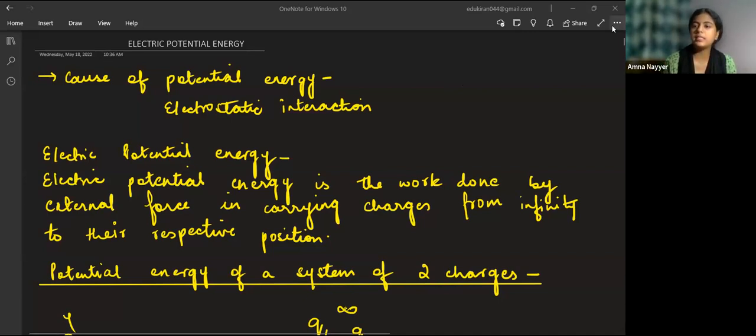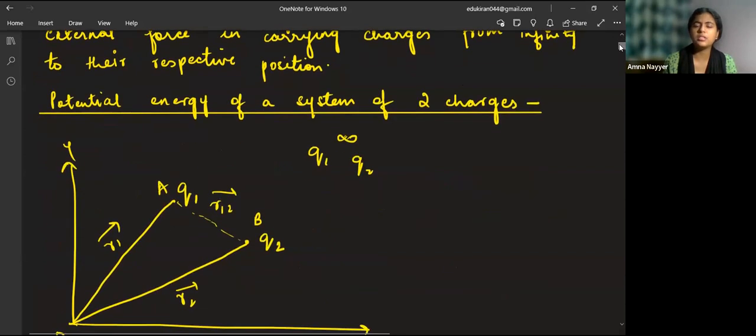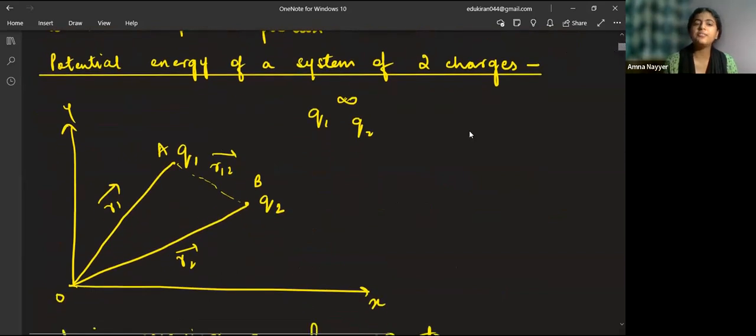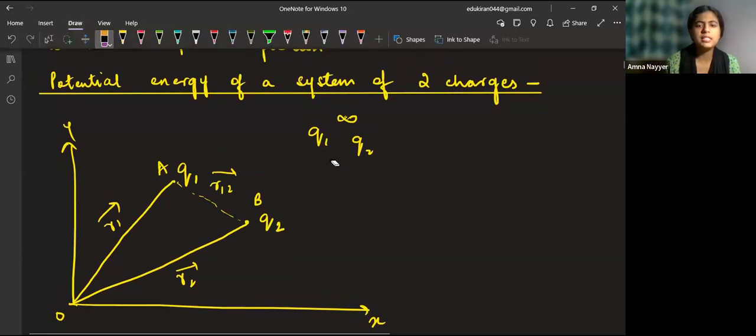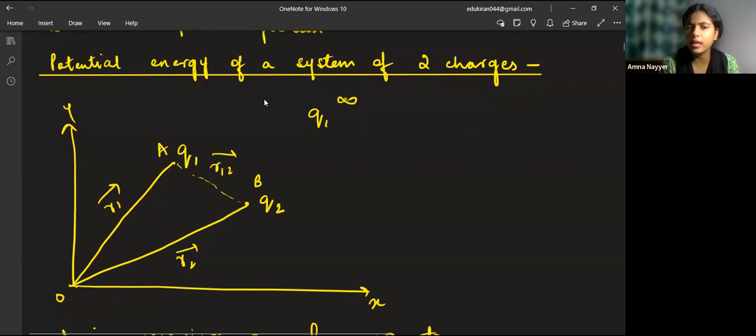For example, we'll start with if we have a system of two charges. Though we already know that we just do not have two charges, more than a single charge is always present. But if we have a system of two charges, right? So suppose initially there isn't any charge. Let's say there isn't any charge. There isn't Q1. There's just Q1. Fine, I have brought Q1 from infinity to this particular point A.